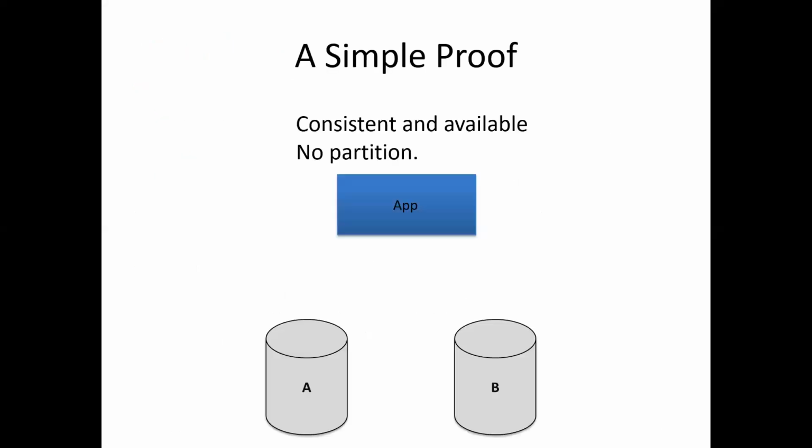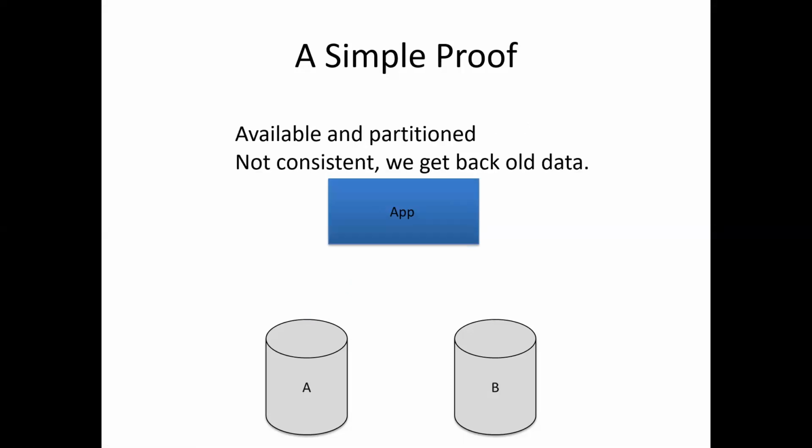Now look at some of the examples here. Consistent and available, but no partitioning here. The app is there. You have two databases, database A and database B here. Once the data is stored in A, the data is also stored in B, right? Availability and partition, but not consistency. Data is stored in A. There is no replica connected with B, so it is not consistent. The old data is populated back to the app.